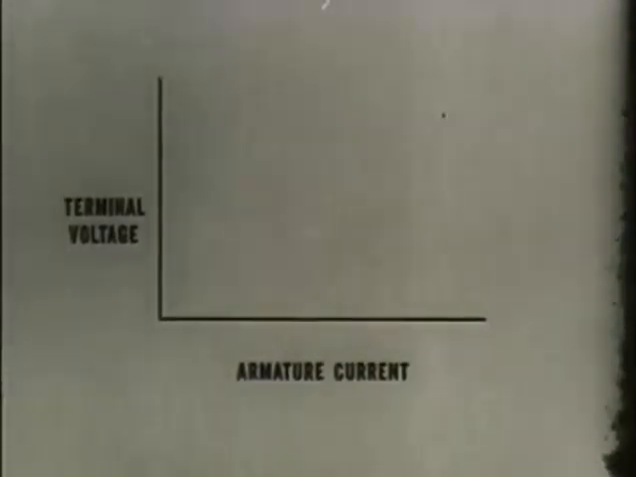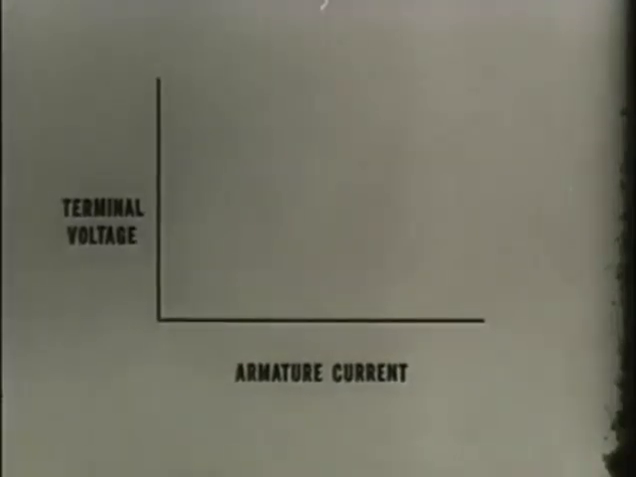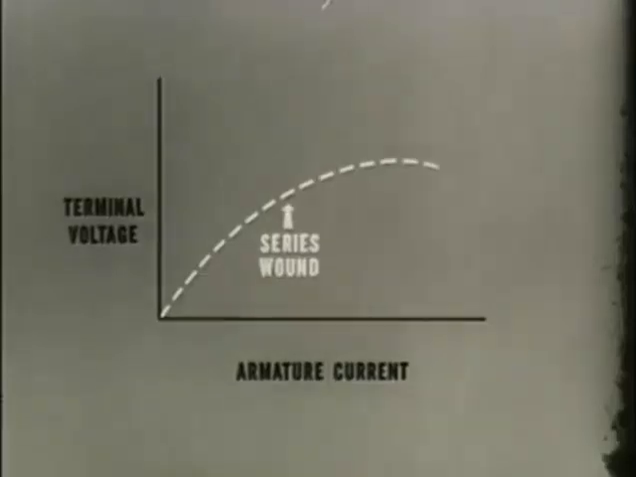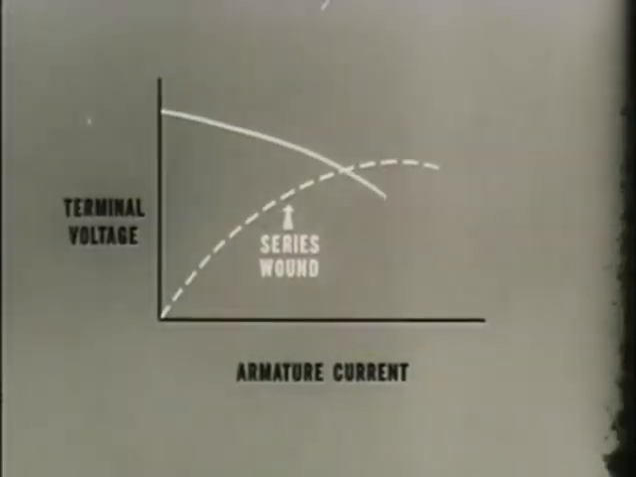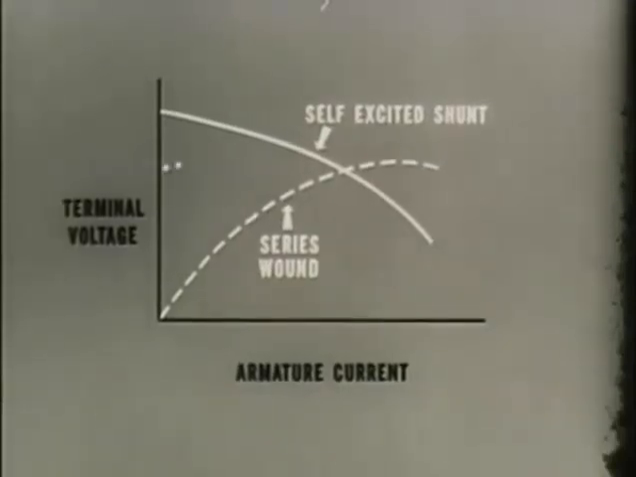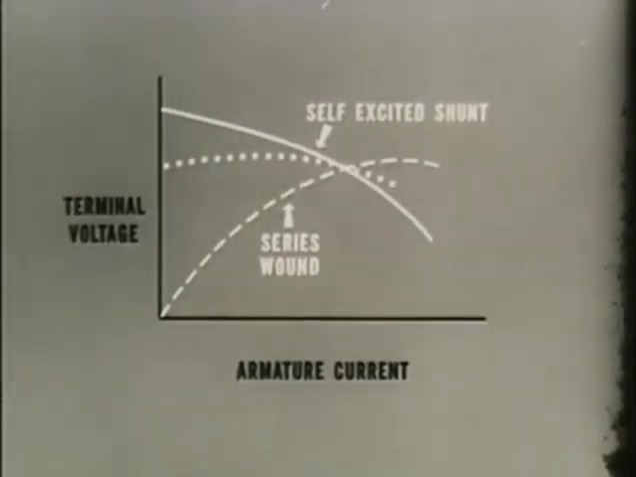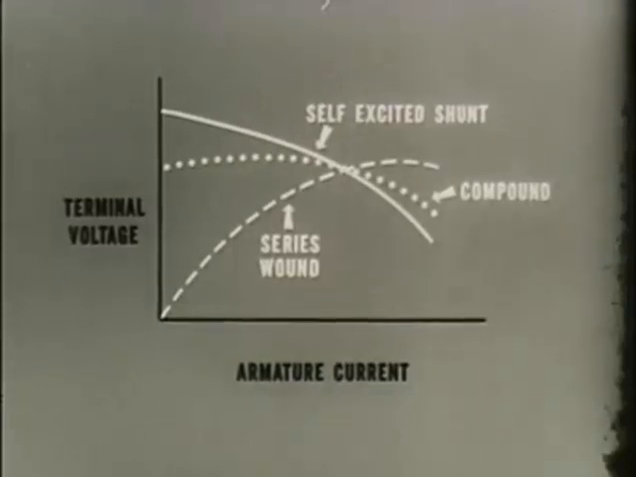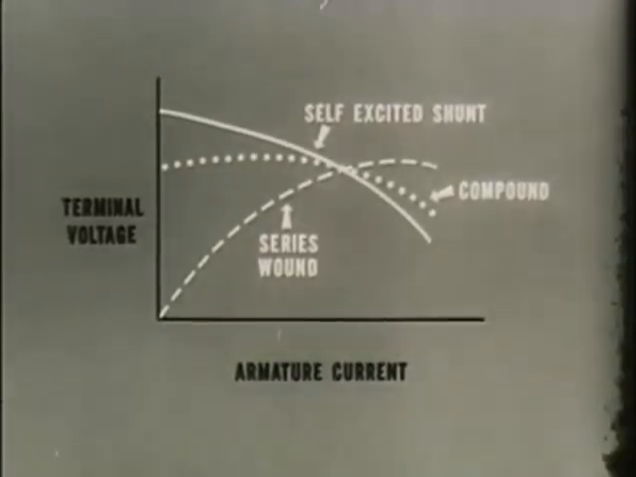A graphic representation of generator output characteristics with terminal voltage plotted vertically and armature current horizontally would look something like this. As we have seen, in the output of the series wound generator, voltage regulation is very poor. In parallel or shunt wound generators, the voltage regulation is fairly good, but current regulation is poor. Compound wound generators offer a flat compounded output that is normally most desirable.